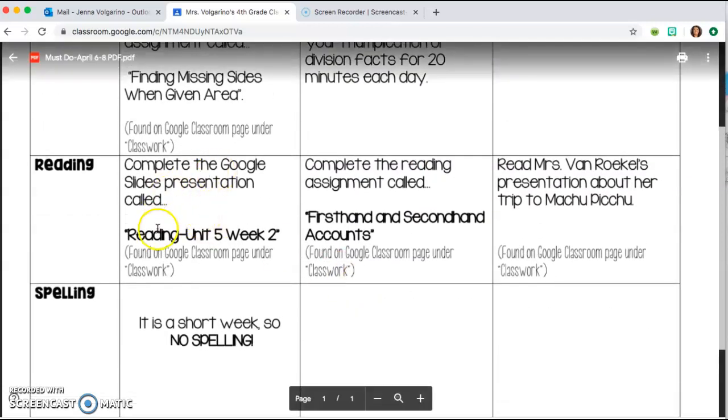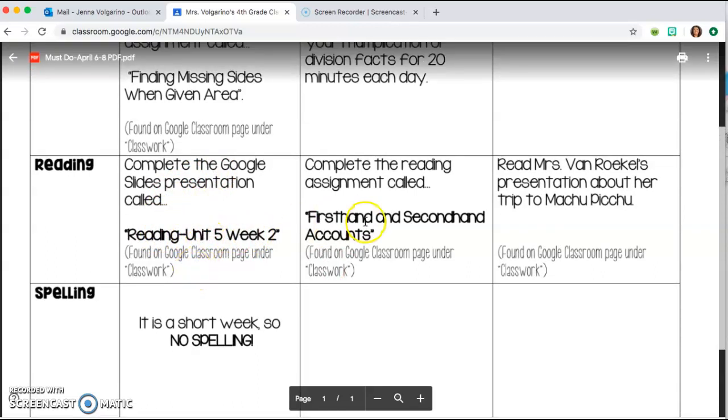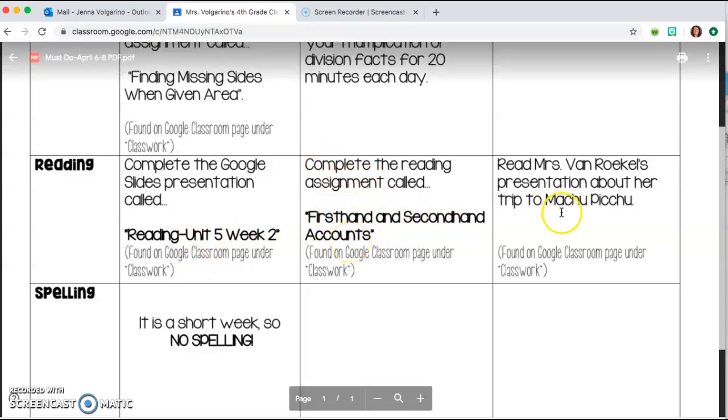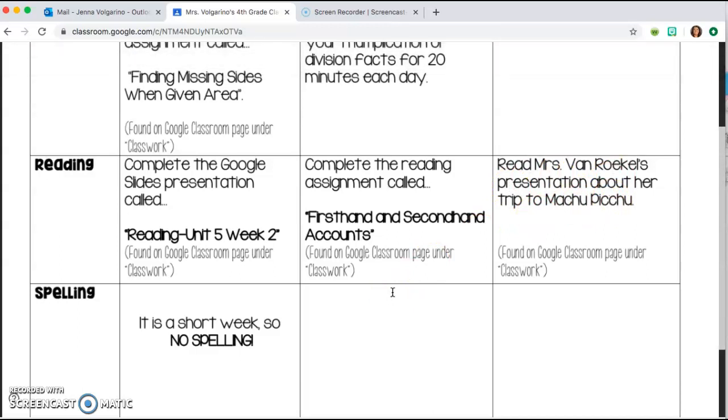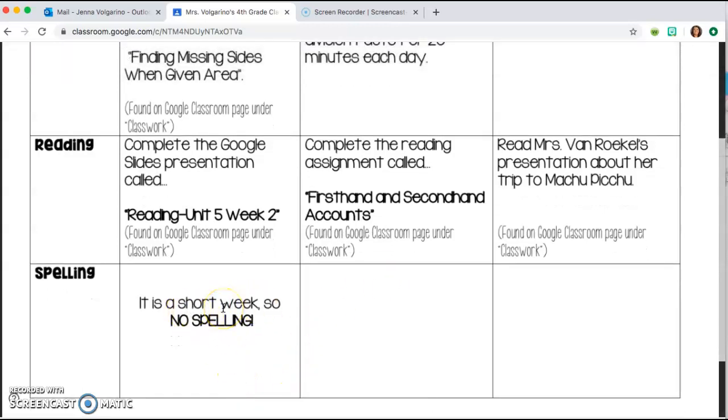Reading, we need to do our reading unit 5 week 2 Google Slides presentation, and then we need to do an assignment called first-hand and second-hand accounts. And then it says we need to watch a presentation about Mrs. Van Roekel's trip to Machu Picchu because our story this week called Lost City is about a person who discovers Machu Picchu. Okay, and then it says no spelling because it is a short week, so we tried to shorten things up a little bit because you only have 3 days this week, so no spelling.